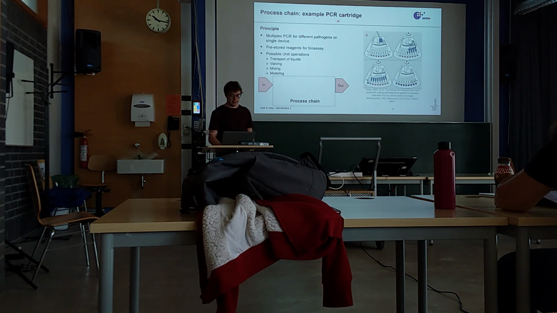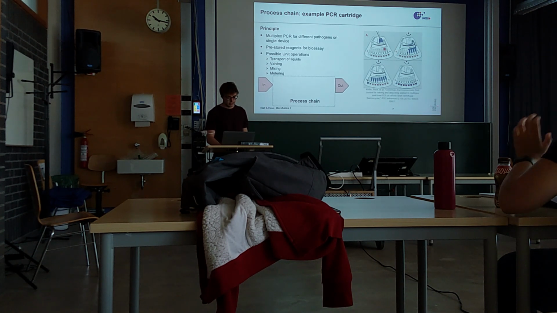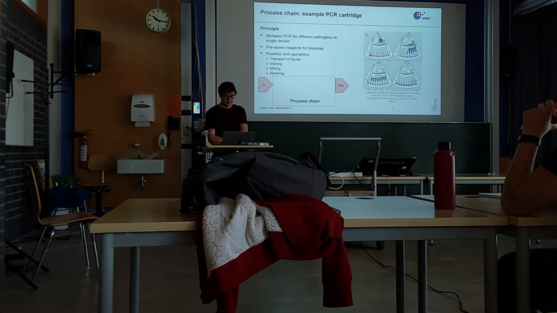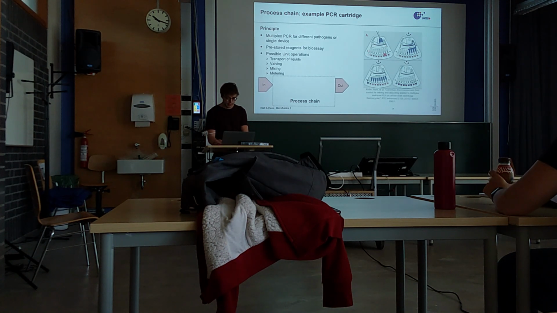Okay, so the second example is a cartridge developed by us in our institute, and it's a very simple one. So we're doing a PCR on this cartridge, and it's depicted on the right-hand side. You can see that there are microfluidic structures on it. There's a channel moving from the upper chamber towards the outer chambers, and there are several reaction cavities.